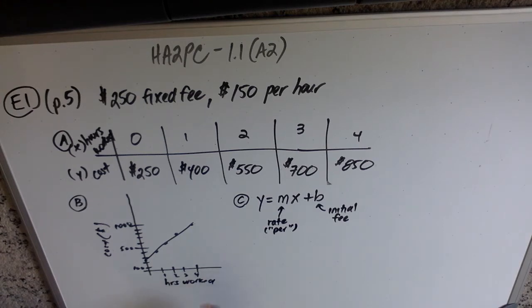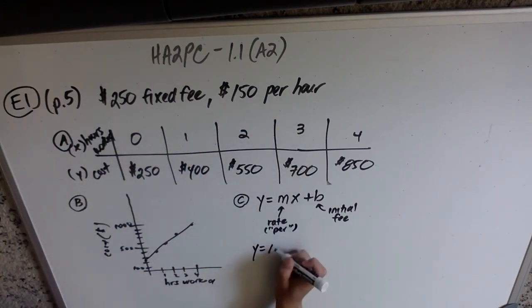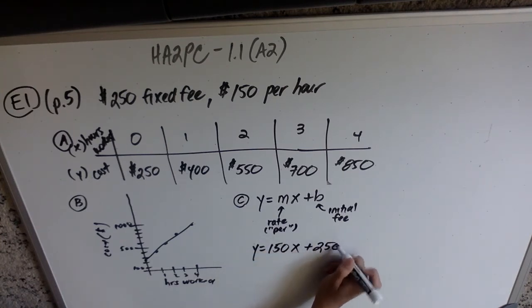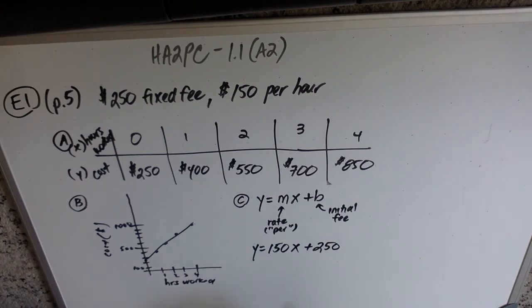So sure enough, in this situation, that's exactly what's handed to us. We are given a fixed rate, an initial rate of $250, right? And then per hour, we pay $150. So it's going to be y equals 150x plus 250, which is the flat rate or the initial fixed fee. So that's my equation, right?